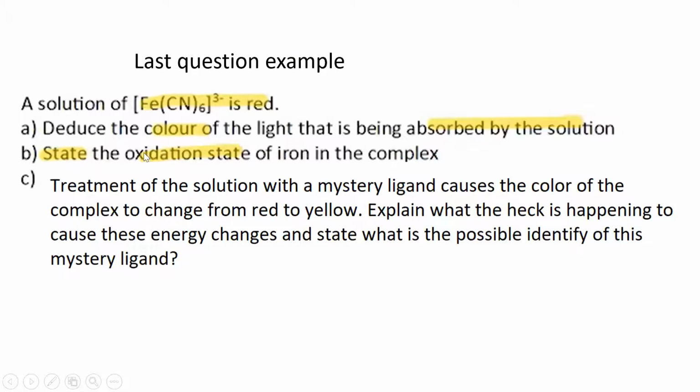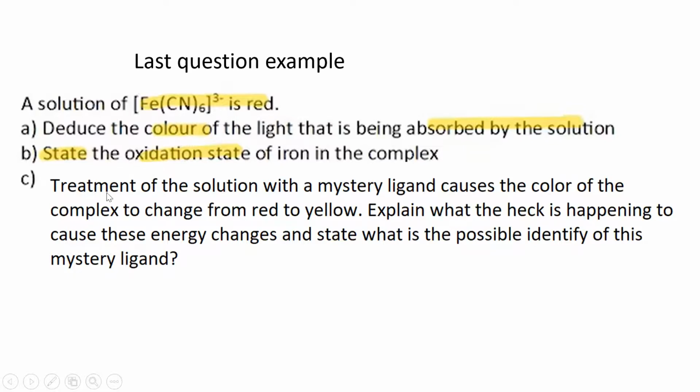Part B, the oxidation state of iron or Fe in this complex. So we now know that cyanide is -1. 6 times that is -6. This is the overall charge of 3 minus. So this Fe would have to be Fe3 plus, because 3 minus 6 will give you -3. So the answer to part B is Fe is going to be 3 plus for oxidation state.